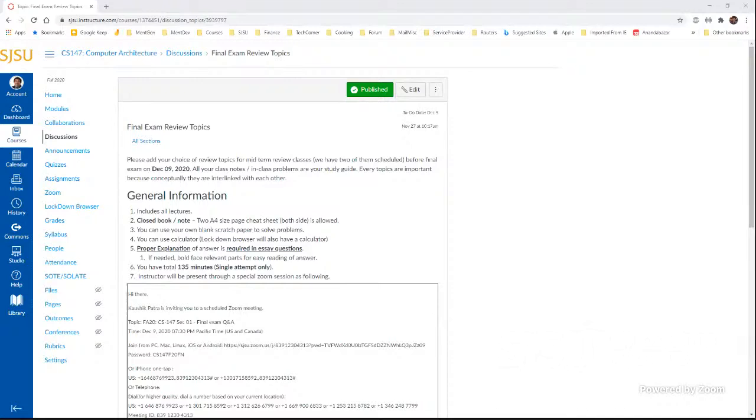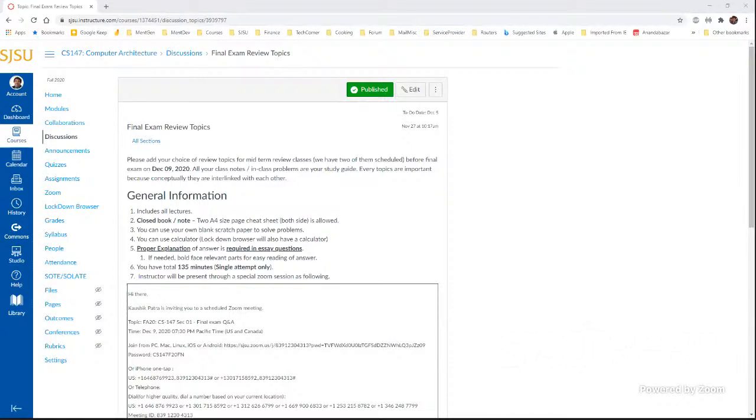Yes, to front and back. So everything is given in that final exam review topic. Please make sure you go through that once, and if you have more questions, let me know.